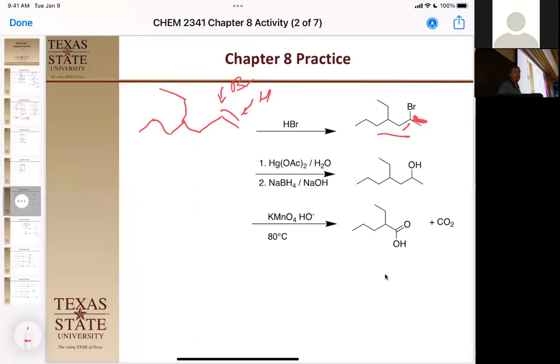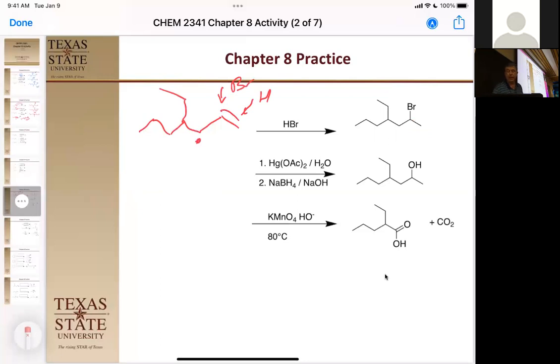Because this would be a secondary carbocation, it's not going to move. It's just going to give us that one product. See how we're looking at it backwards, where that double bond had to be to get just this one product. Okay, let's do it again with the mercurization, demercurization right here.